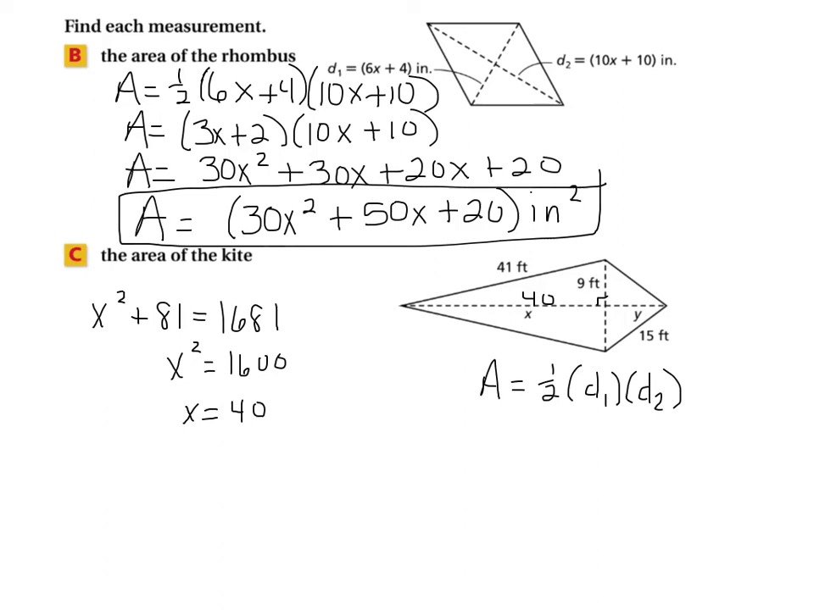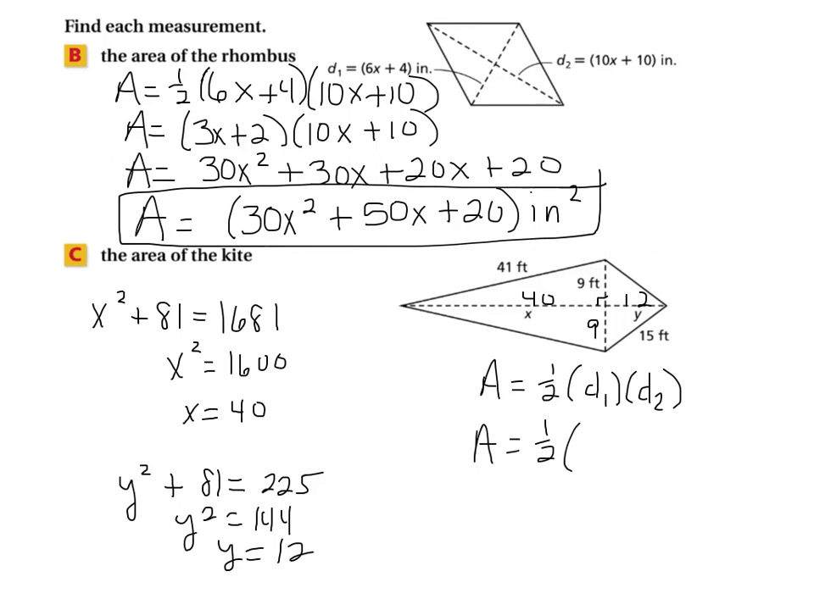Now we need to use the Pythagorean theorem again. So this would be y squared plus 81 equals 225, which will give us y squared equals 144. Take the square root, and we get y is 12. So now if we multiply the diagonals together, that would give me 18 multiplied by 52, and that would give me an area of 468 square feet.